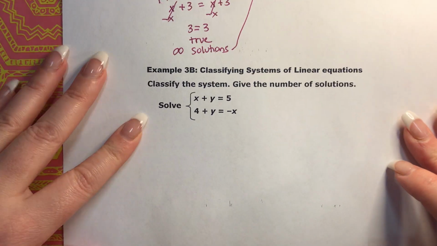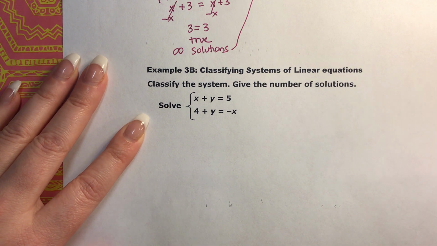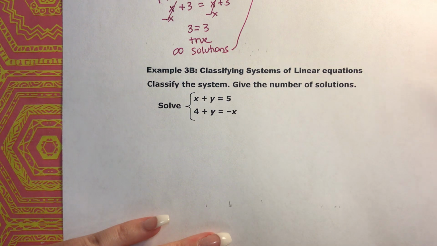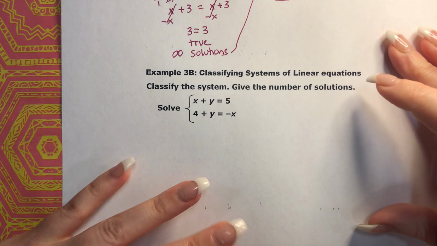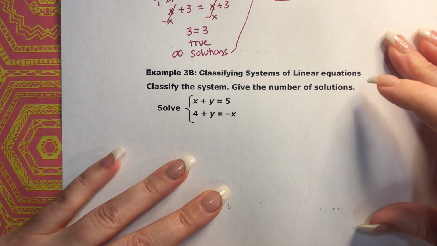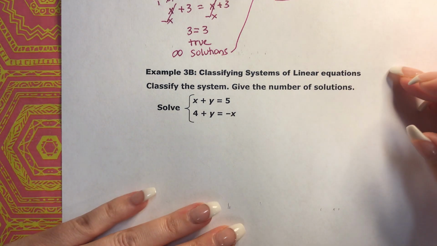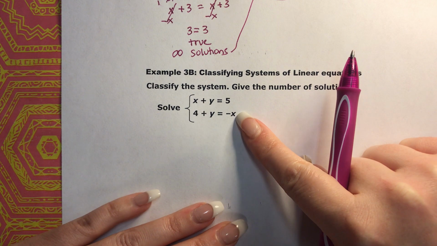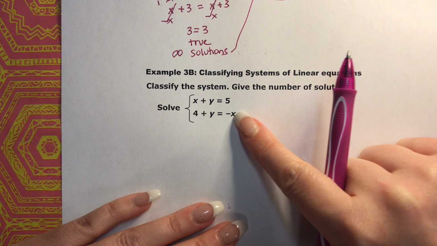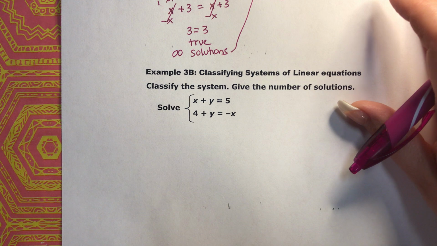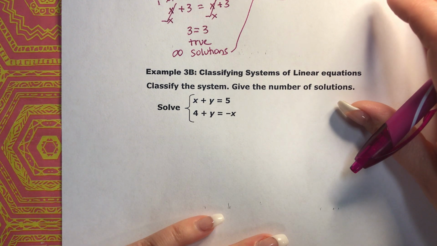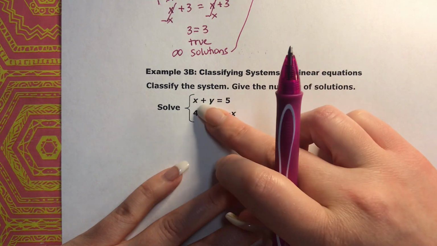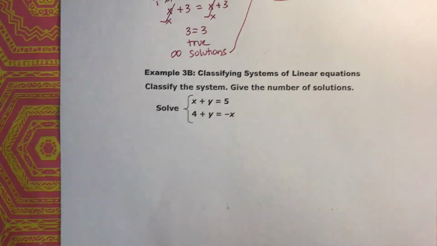Let's go ahead and move on to 3B. So 3B says classify the system, give the number of solutions. So for this one, I'm just going to solve it algebraically again. I see that this is already solved for x, but it's not totally by itself because there's this negative here. So I can either multiply the whole thing by a negative or just move one of them up here. I think I'll just move one over.